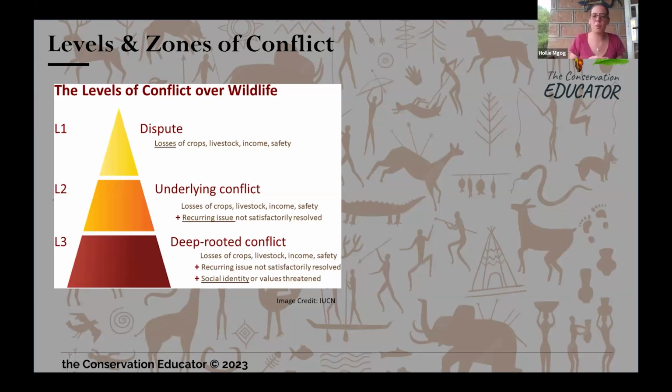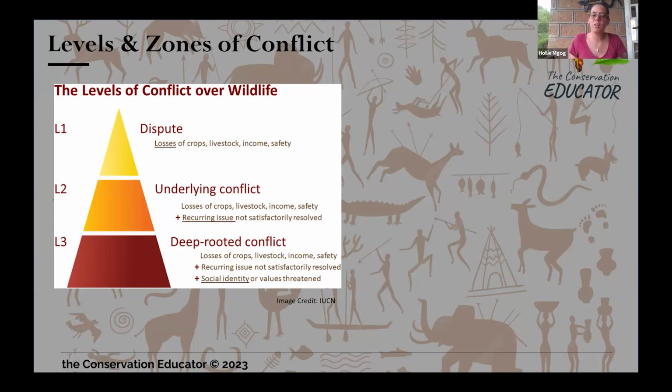And this is the top of the pyramid. We have a level 2 dispute, and this is when there's an underlying conflict, where it's a reoccurring issue. It has not been satisfactorily resolved. We know that elephant is coming back every single year at those times of the month. It is continuing, and we live with it.